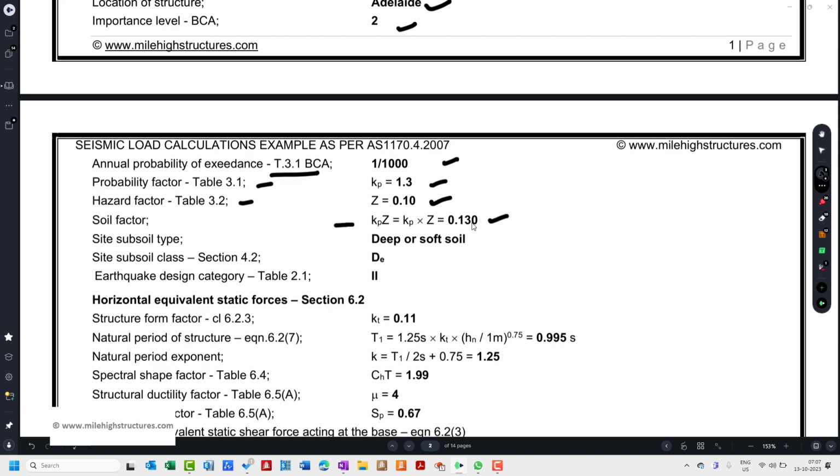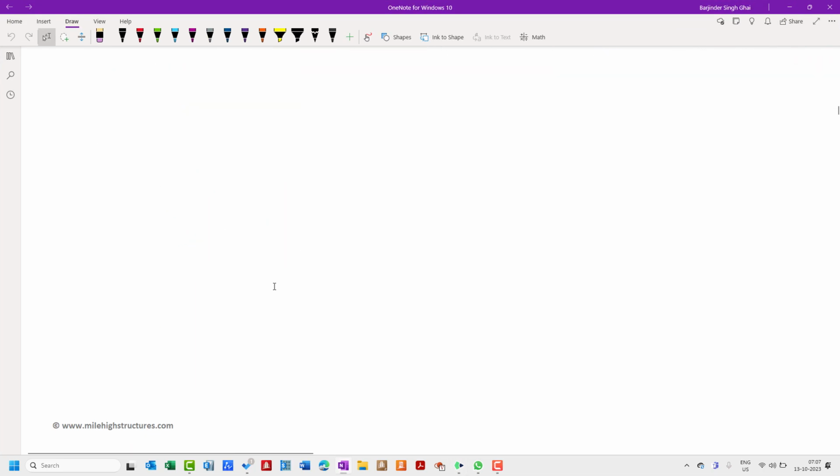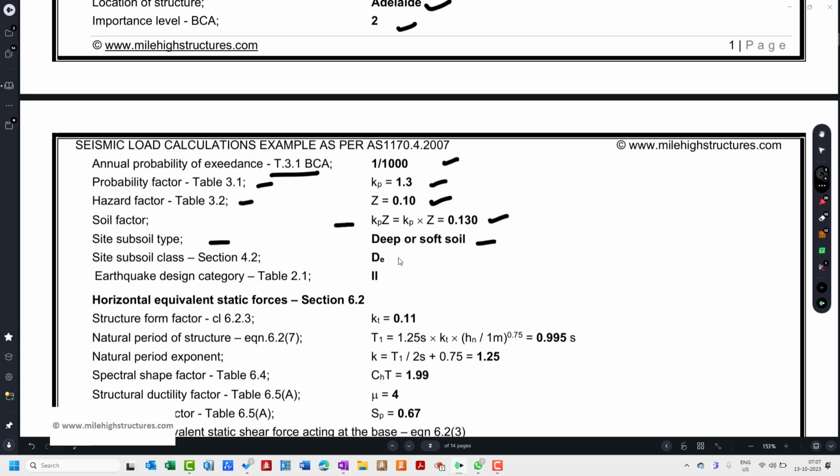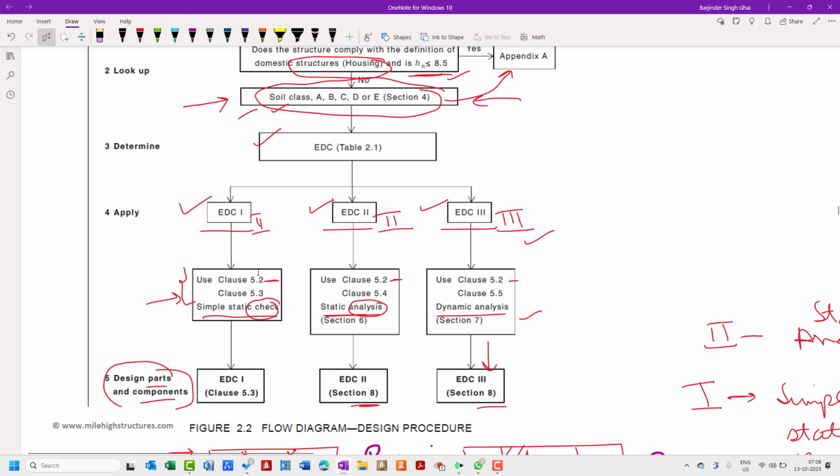After that, the site subsoil type can be taken from the geotechnical report, and let us assume that it is deep or soft soil. As per the code, if the soil under consideration is deep or soft soil, then the classification is class D. We can also take it as class DE. After that, the earthquake design category can be taken from table 2.1. That we have also discussed in the lectures. We can follow clause 5.2 and clause 5.4, and proceed with the simple static analysis.